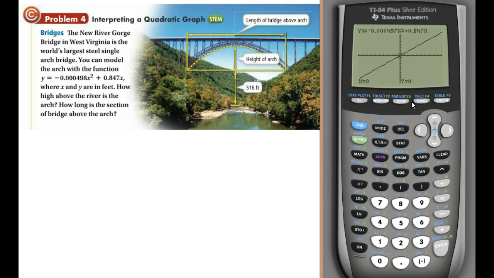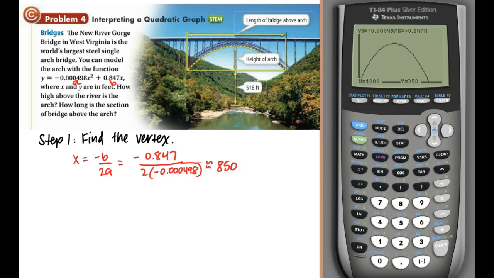As you know, we're only dealing with positive numbers, so we can go to our window and change the minimums to zeros for x and y. And then for the maxes, I'm going to make the x max 2000 and the y max 500. So now we can see a nice curve that reminds us of this arch bridge.